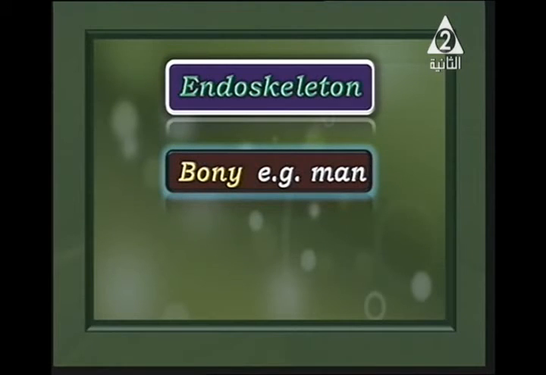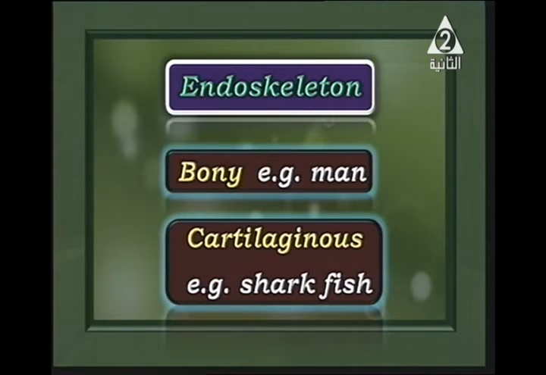For example, in endoskeleton, most vertebrates like man, in most cases, are bony. Bony means they are made up of bones, okay? They were created from bones. Or it may be cartilaginous. Cartilaginous, we're going to study cartilage at the end of this chapter. It's a type of connective tissue. Like what? Like sharkfish.